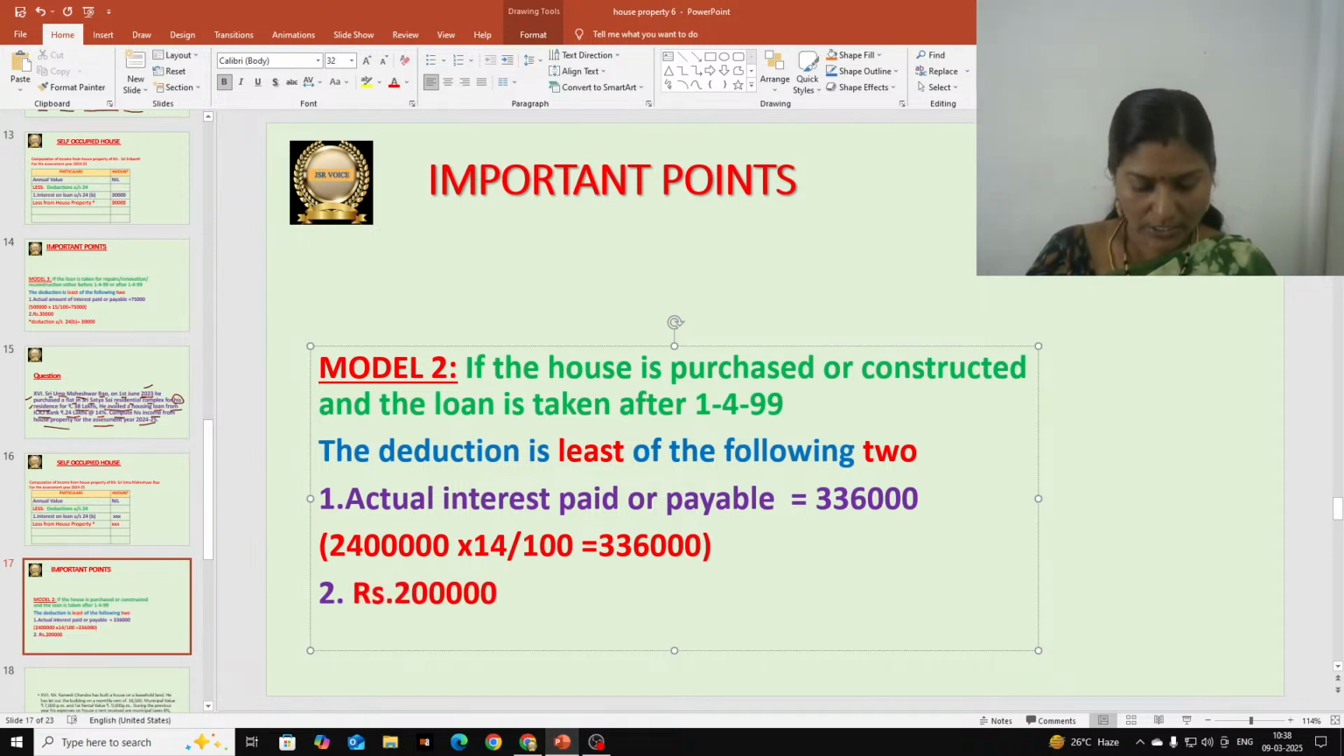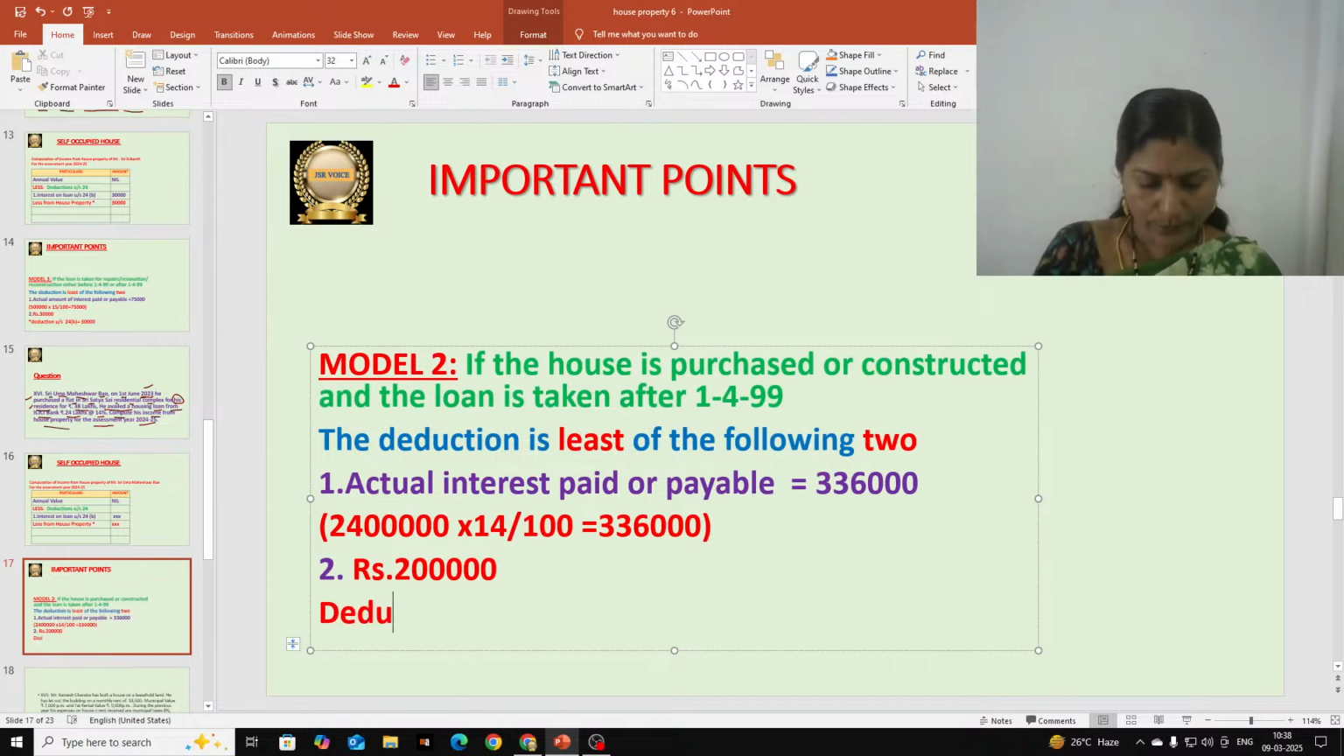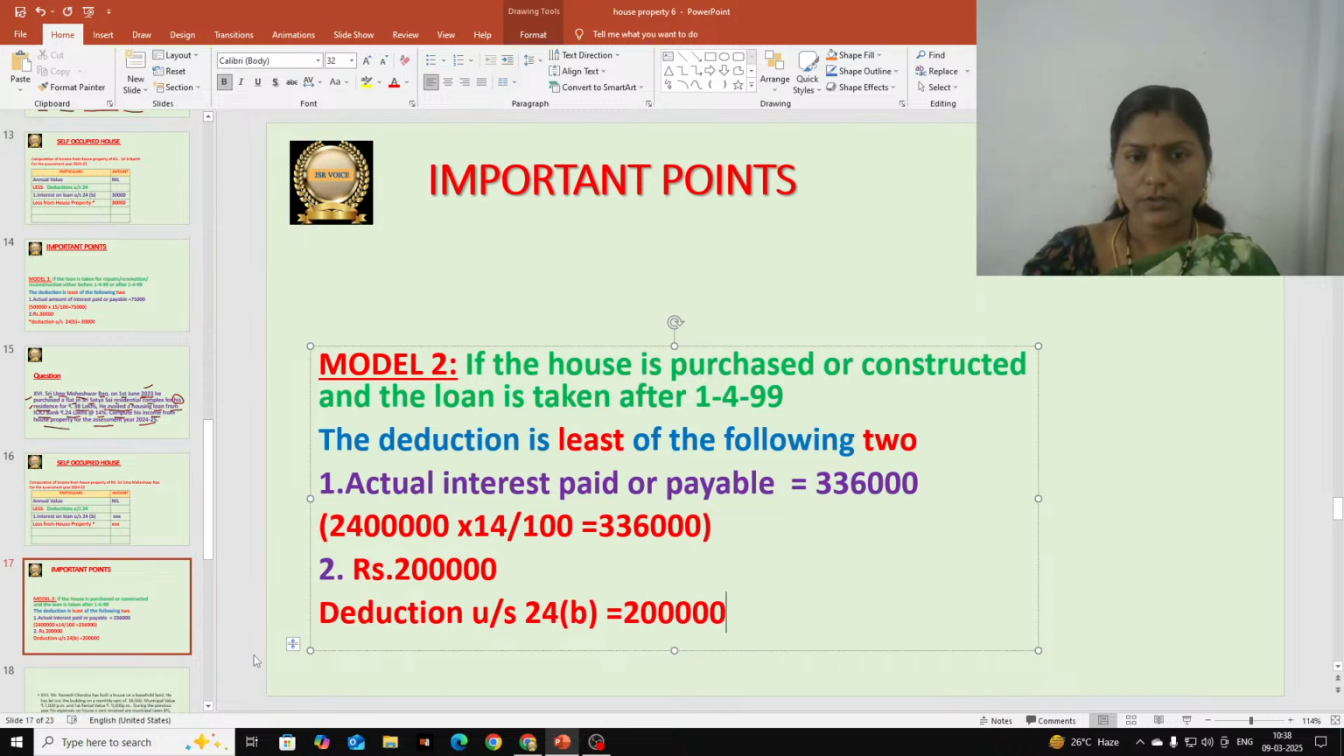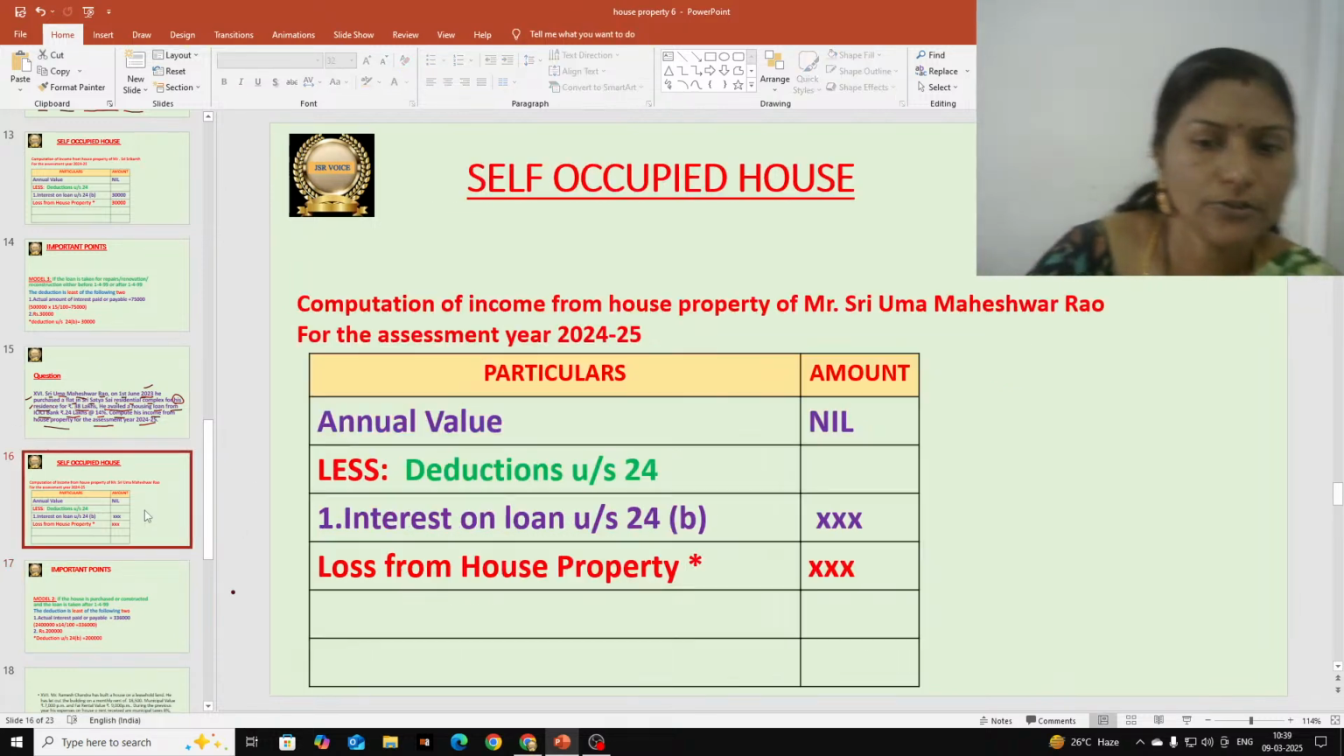Deduction under section 24B, deduction under section 24 subsection B, is equal to 2 lakhs. So this is a deduction, students. Okay, and we are going to record in the format 2 lakhs rupees.